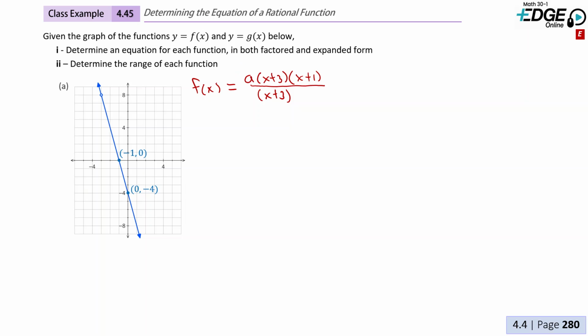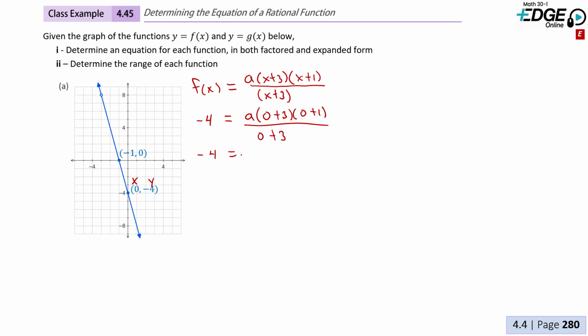So like the other class examples, we are going to solve for a by substituting in a point. So let's use the point that was given, even though we could use, let's say, this point. It doesn't really matter, but I like this one because x is 0 and zeros make things nice. So we're going to use this one with an x and a y. So this would become -4 is equal to a times 0 plus 3 times 0 plus 1 over 0 plus 3.